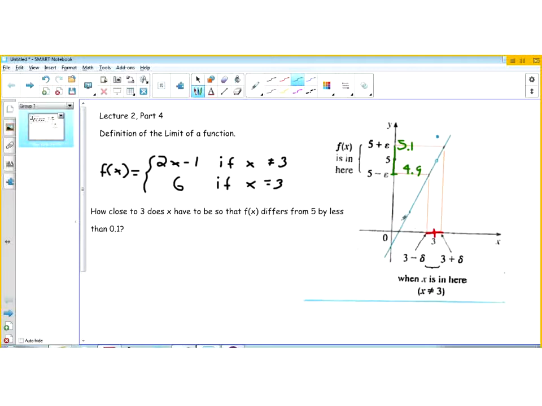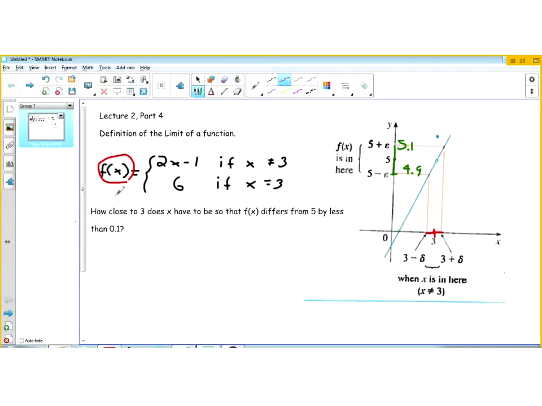Okay, so here we go again. If I pick any number x, except for 3, I'm not going to pick 3, but I choose any number on this red interval that I've accentuated in x, and then I plug it in to my function. I want the output of my function to be between 4.9 and 5.1. All right. So that's what I mean by this statement.